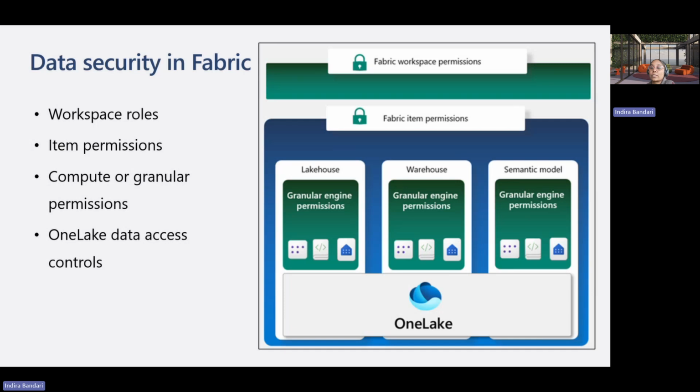The main access controls in Fabric are workspace roles, item permissions, granular or compute permissions, and also OneLake data access controls. So workspace roles, you already know. If you are familiar with Power BI, you can view, edit, or manage items within a workspace. And item permissions allow you to share individual items like a lakehouse or a model, without giving full workspace access to that particular person.